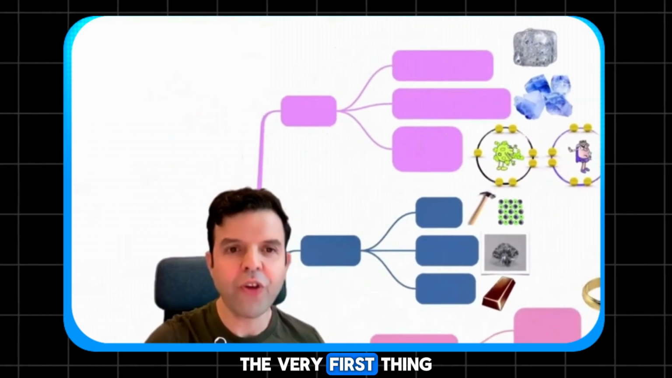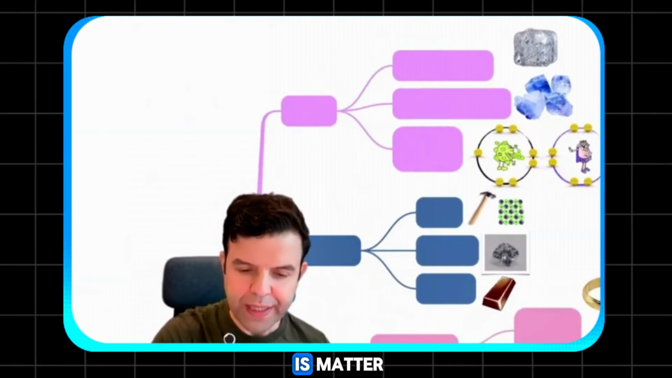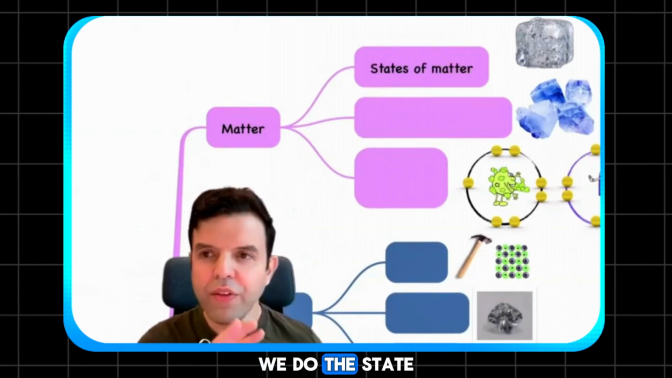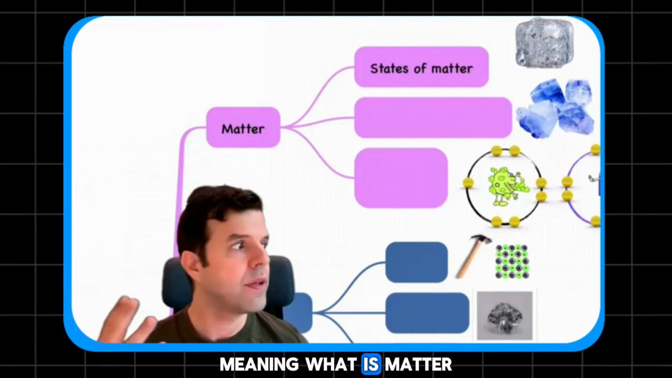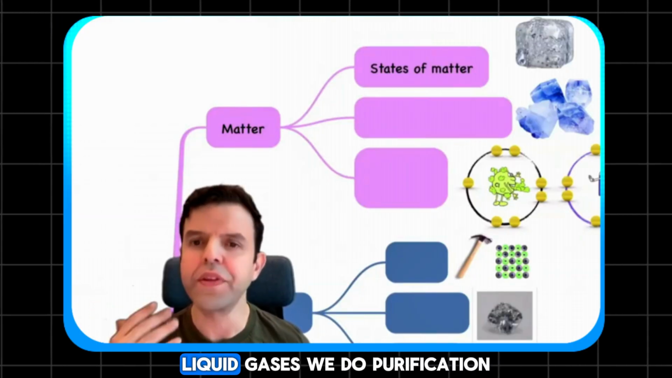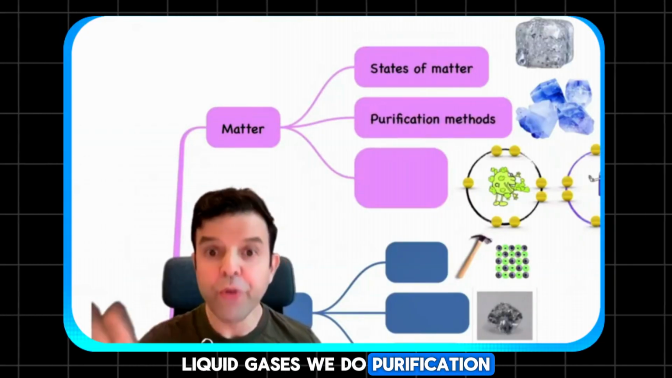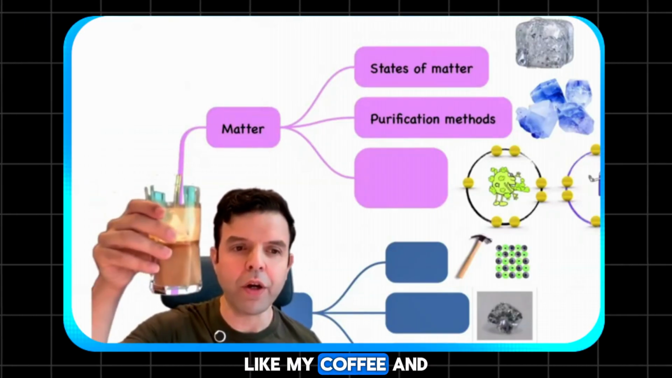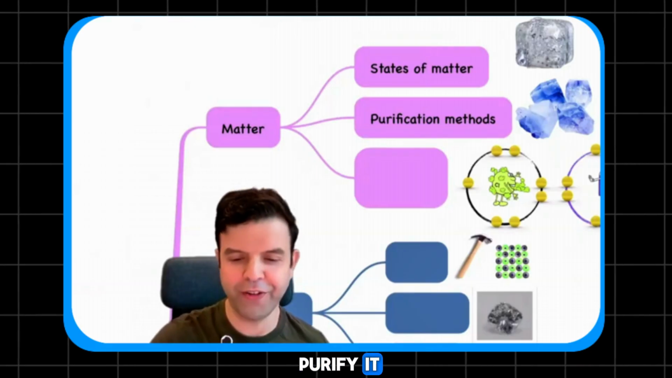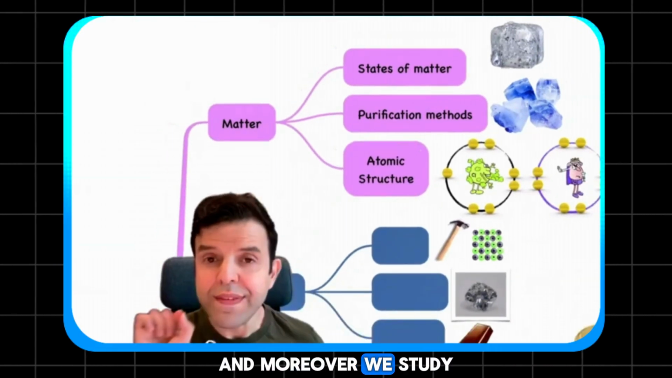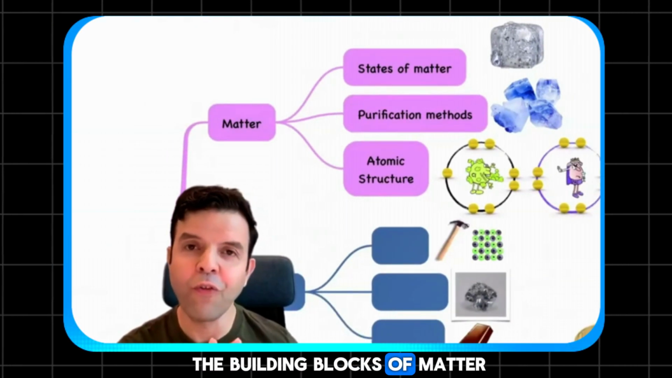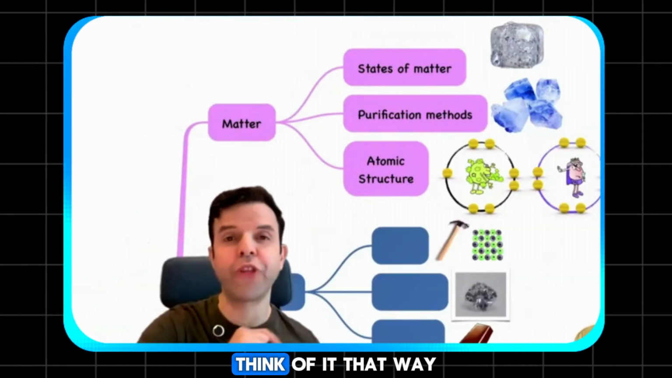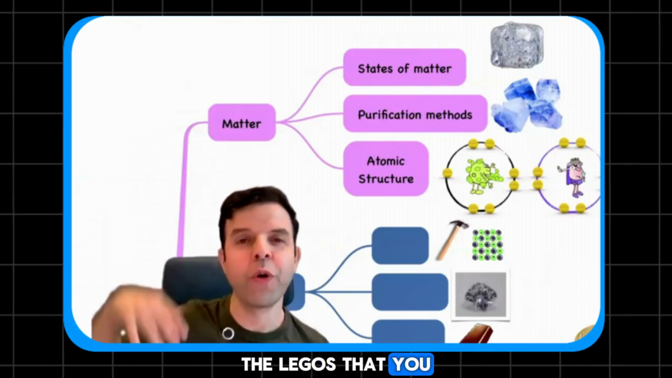The very first thing we do in chemistry is matter. We do the states of matter, meaning what is matter made up of: solids, liquids, gases. We do purification, meaning how you could take something that is impure, like my coffee, and purify it. And moreover, we study the building blocks of matter. What are the basic units, the Legos, think of it that way, the Legos that you build a lot of things from.